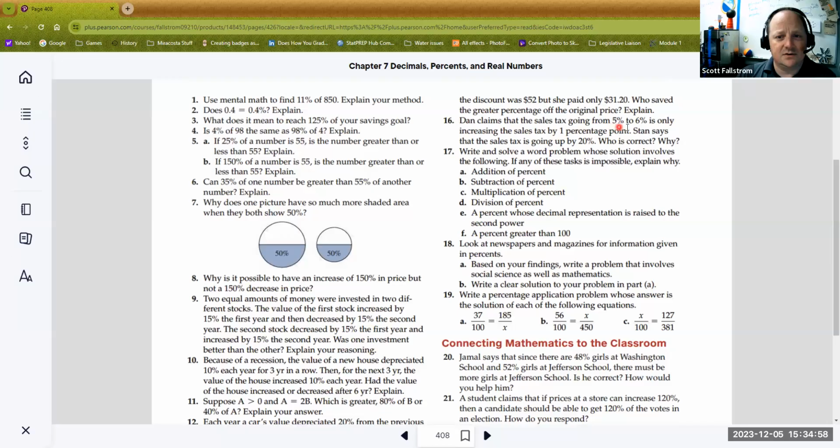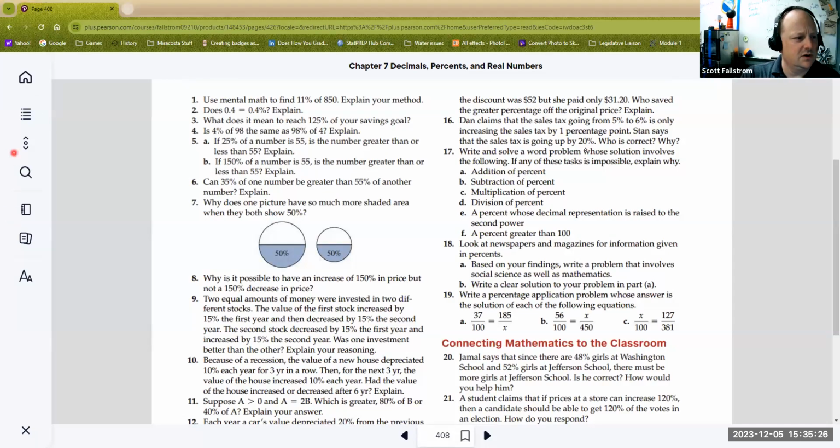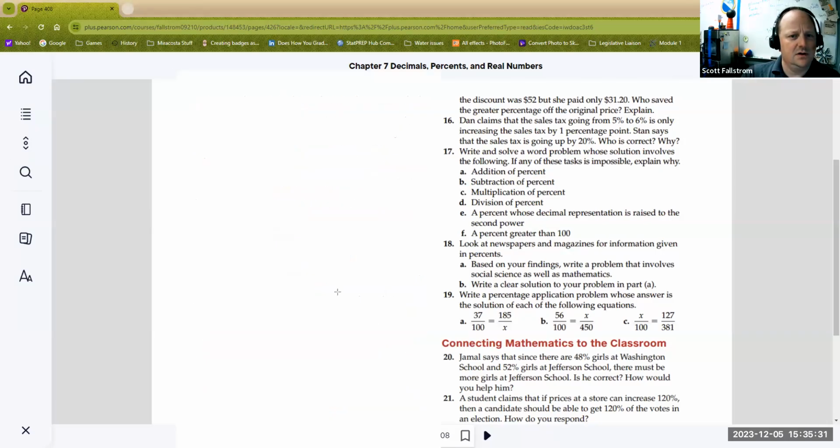Dan claims the sales tax going from 5 to 6% is only increasing by 1 percentage point. Stan says the sales tax is going up by around 20%. Math Connection 16. Let's see here. So I'm going to come up here. I'm going to throw on a little bit of white space over on this side.